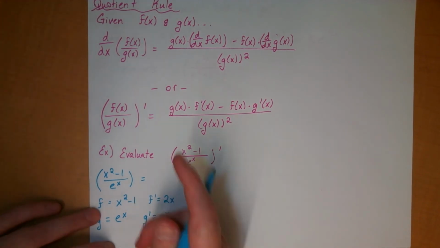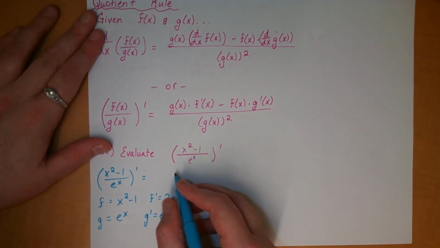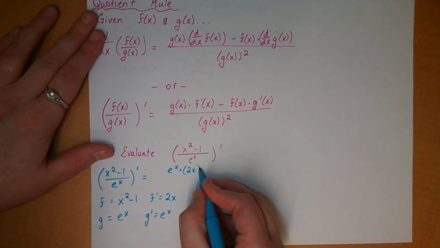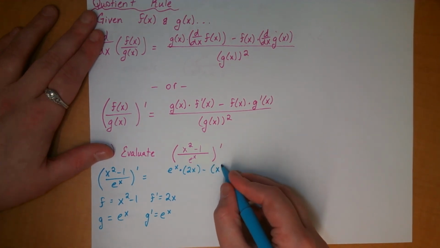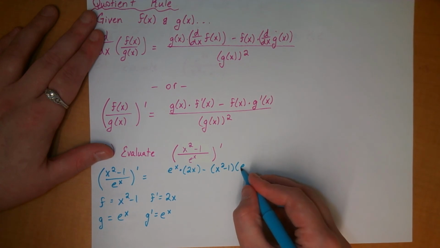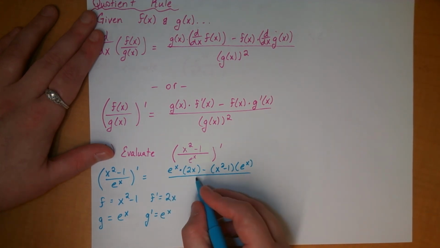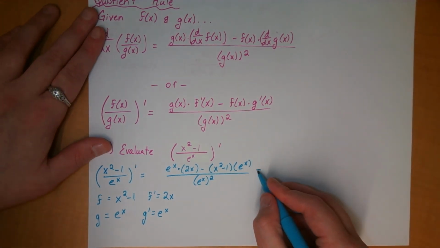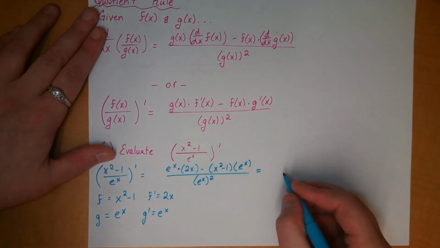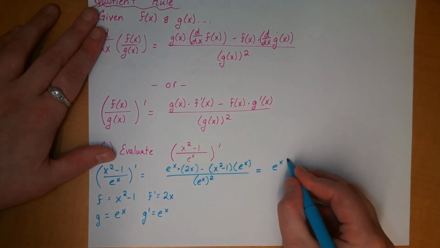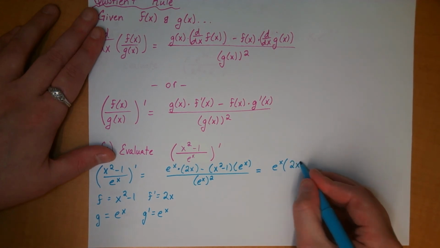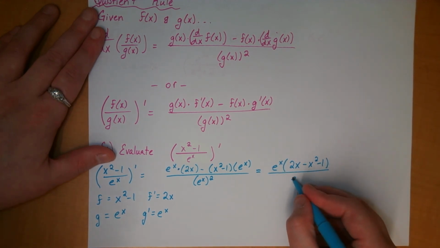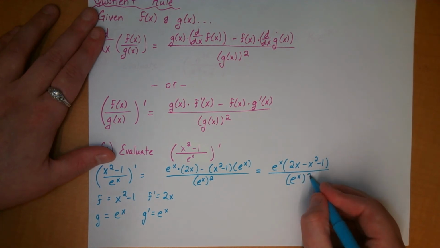So the derivative of this function, prime, is going to be the bottom times the derivative of the top, minus the top times the derivative of the bottom, all over the bottom squared. Now let's see if we can simplify this. I have an e to the x here and an e to the x here, so I can pull those out and I'll be left with 2x minus x squared minus 1 divided by e to the x squared.